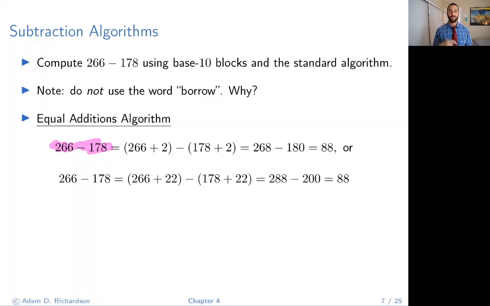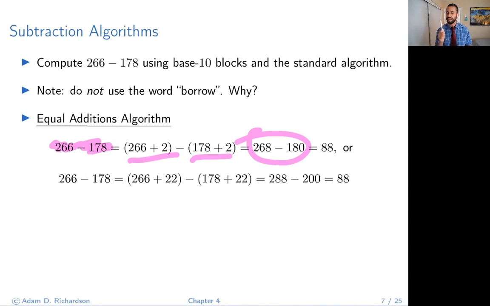266 minus 178. How do you feel when you see that? Because I feel like, I don't want to do that. I don't want to do the subtraction algorithm. Oh, let me get the slides back. I don't want to do the subtraction algorithm. No, no, don't make me do it, right? Well, you don't have to. Let's move the problem so that we're dealing with easier numbers. So in this case, what I did was I added 2 to both the minuend and the subtrahend. And in doing that, I ended up with this subtraction, which is a little bit easier, 268 minus 180.